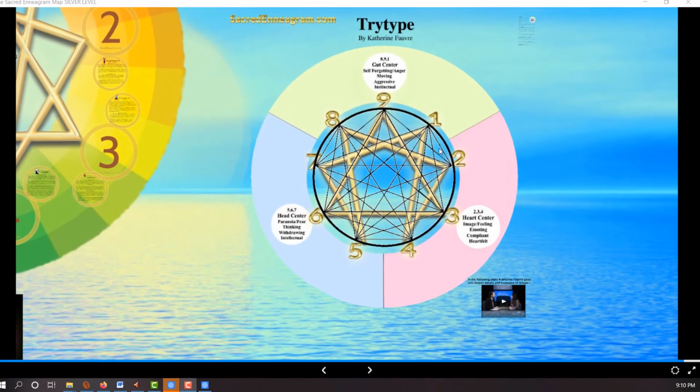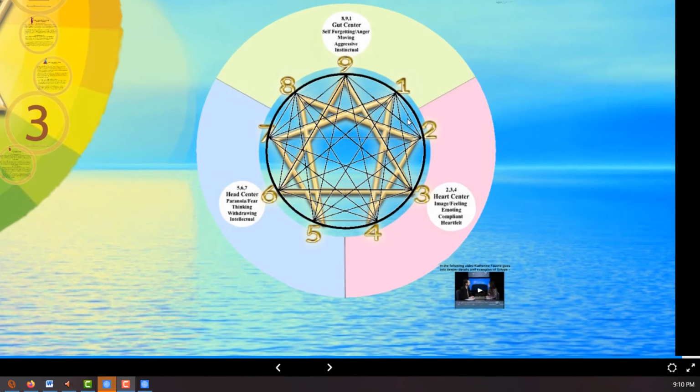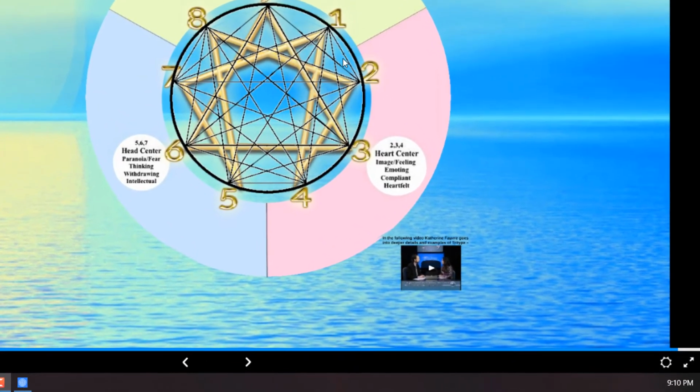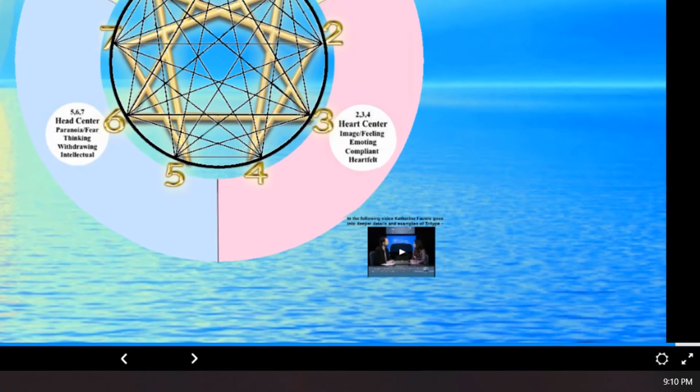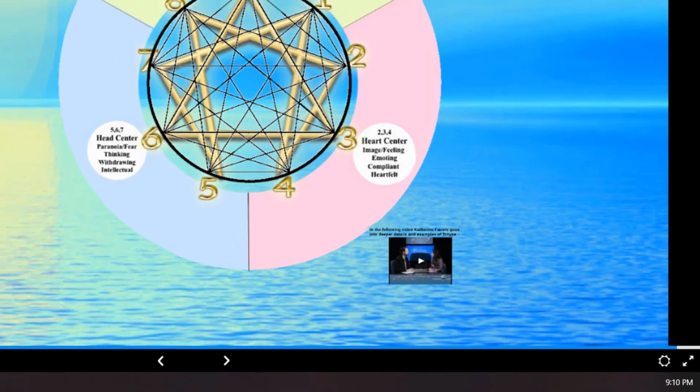The tritype is used to explain the distinctive ways in which each individual manages life using various combinations of ego strategies and coping mechanisms. So although one of these 3 types is dominant, or your primary type, the other 2 types play a large role in your life.